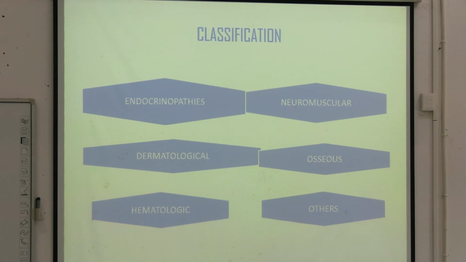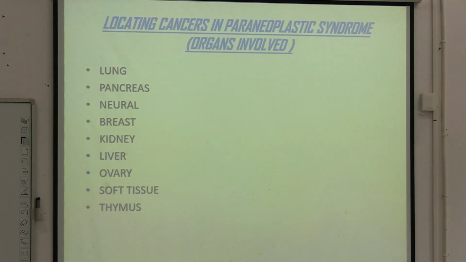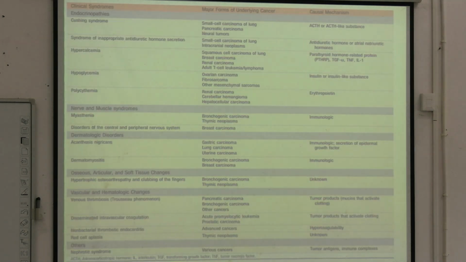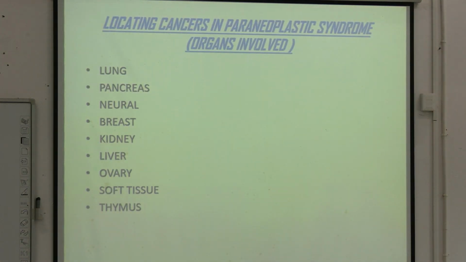So we can classify them according to the system: endocrinopathies, neuromuscular, dermatologic, osseous, vascular, and others. So which organs are involved? You don't need to take a picture. Take the slide. It's given very well in the book. Just open Robbins. Just remember this picture a little. That's all. Nothing else is required.